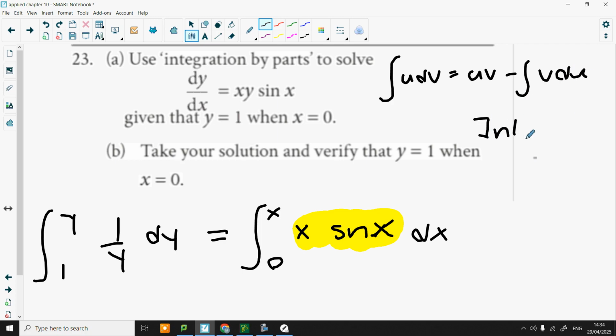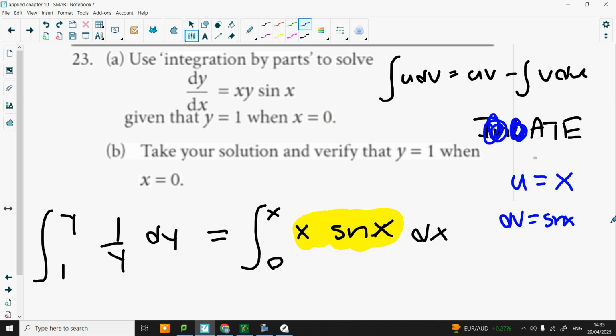Then you have to use integration by parts. So is there any indices? No. Any logs? No. Any algebra? Yeah. So your u value is x. And that means your v value is sin x dx. All right, I'll let you get a head start on me on this one.